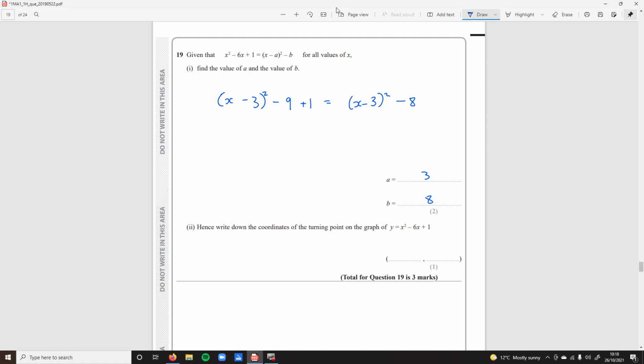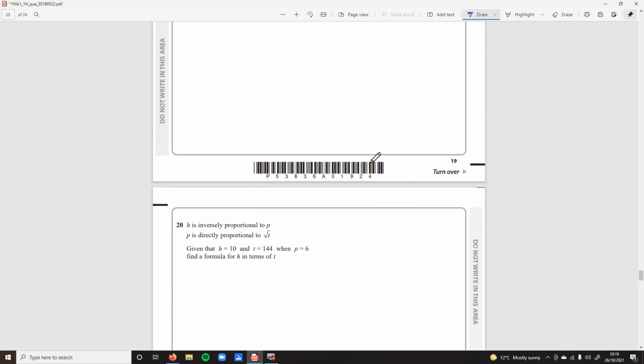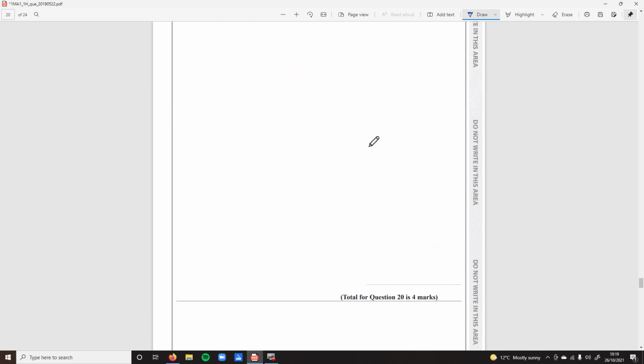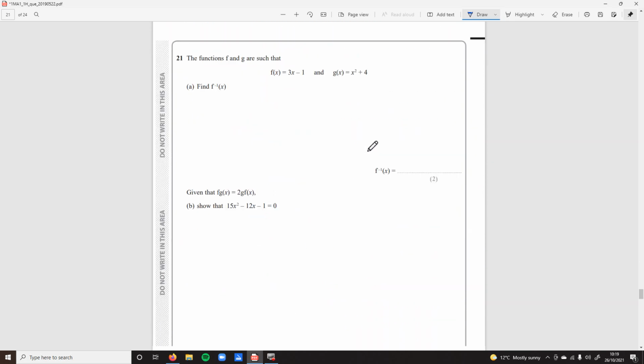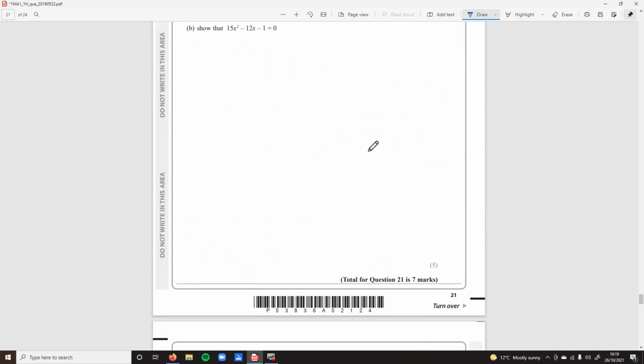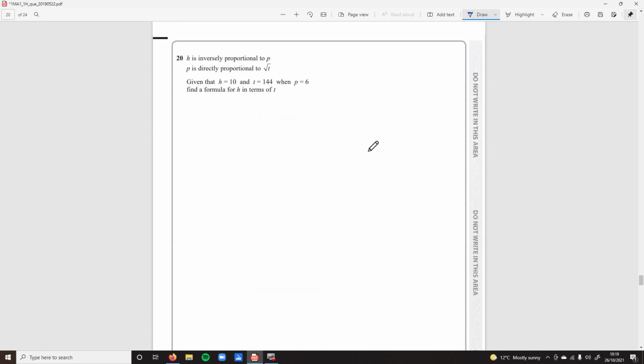Hence, write down the coordinates of the turning point. So it would be 3, minus 8. So you take the opposite of what's after your x, and minus 3 turns to a 3, and you take whatever is outside the bracket, so minus 8. Okay. Oh my god. Jesus.